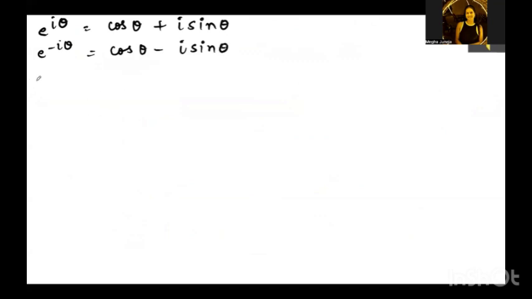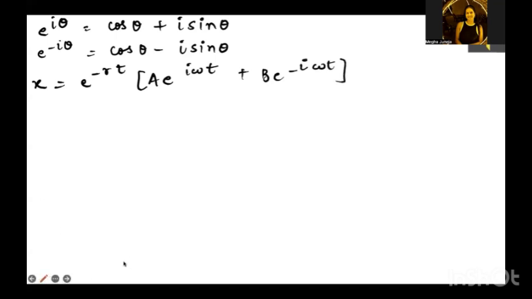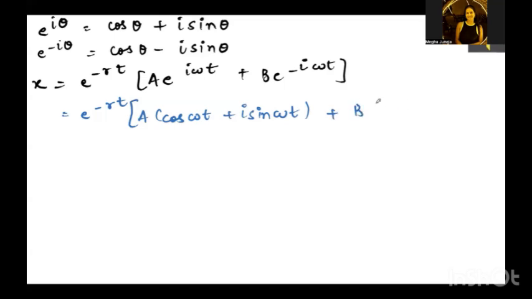अब क्या करेंगे? In the same equation, we are going to substitute the value. So what we can say, x equals e raised to the power minus of rt. Equation क्या थी? a e raised to the power iota omega t plus b e raised to the power minus of iota omega t. ठीक है. तो अब क्या करते हैं, इस इक्वेशन में वैल्यूज को कर देते हैं सब्स्टिट्यूट. सो फ्रॉम हियर वी कैन से e raised to the power minus of rt a cos theta, that means what we can say, cos of omega t plus iota sin of omega t. Then after this plus b, what we can say, cos of omega t minus iota sin of omega t.